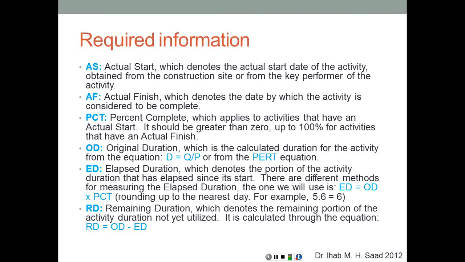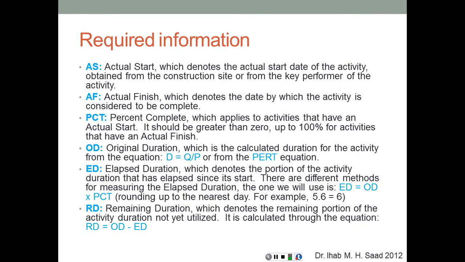PCT, or percent complete, which applies to activities that have an actual start. If it has not started yet, then the percent complete is 0. If the activity has already been completed, then the percent complete is going to be 100%.